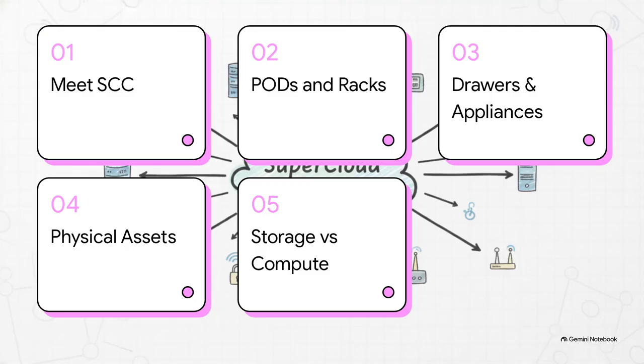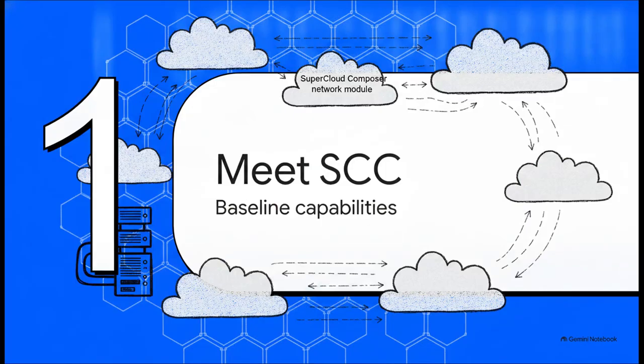Okay, quick roadmap for our macro to micro journey today. First, we'll meet SuperCloud Composer, then look at top-level pods and racks, zoom into specific drawers and appliances, get granular with physical assets, and finally, wrap up by contrasting storage switches versus compute provisioning. Let's get to it. Kicking things off with Section 1, meet SuperCloud Composer.